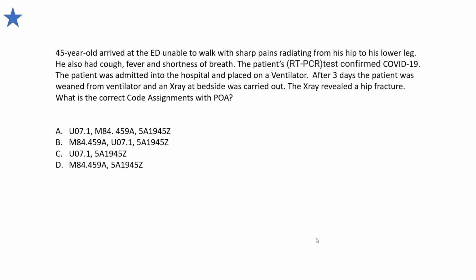A 45-year-old arrived at the ED unable to walk with sharp pains radiating from his hip to his lower leg. He also had cough, fever, and shortness of breath. The patient's RT-PCR test confirmed COVID-19. The patient was admitted into the hospital and placed on a ventilator. After 3 days, the patient was weaned from the ventilator and an x-ray at bedside was carried out. The x-ray revealed a hip fracture. What is the correct code assignment with POA? Coders, 1 minute.